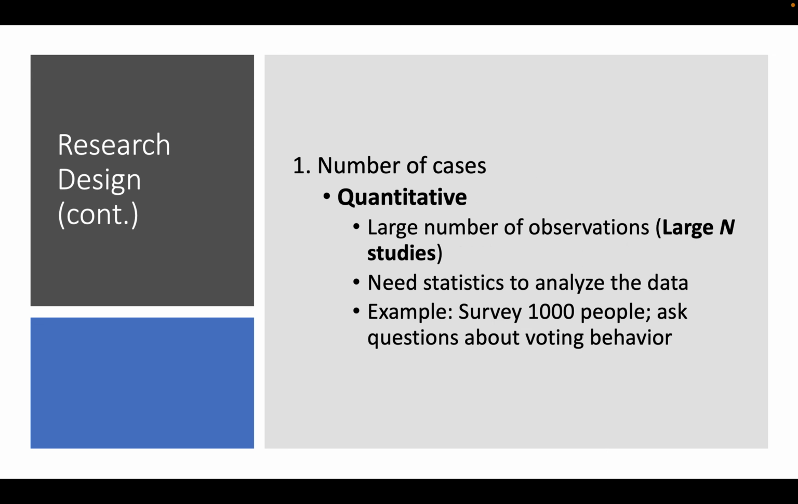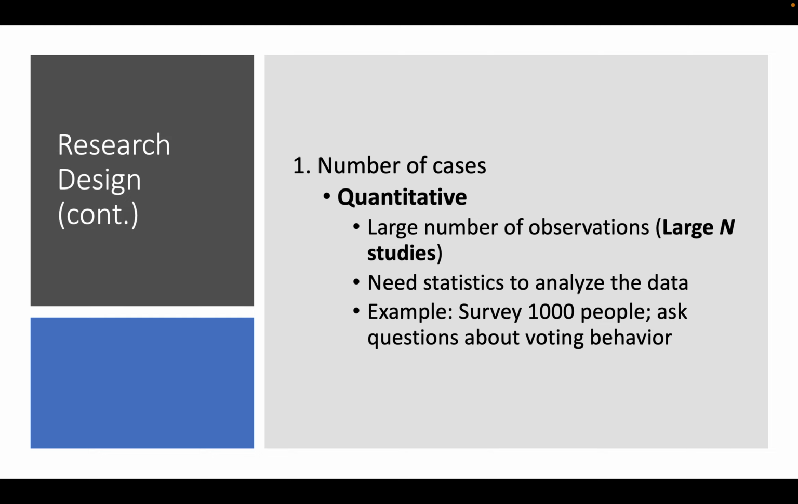So let's start with the number of cases. If we have what is called a quantitative research design, then we have what are called a large number of observations, or in shorthand in social science, and natural sciences as well, large N studies, and N refers to the number of cases, number of observations.